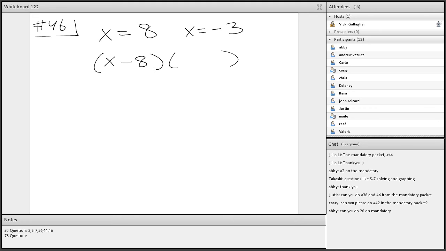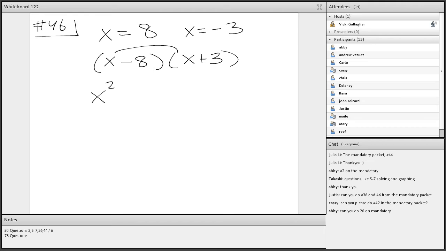And to get an answer of negative 3, we would have to have had a parentheses with x plus 3, because we would minus the 3 to the other side and turn negative. So these are the parentheses that those answers came from. And then what we do next is we multiply these together. You can do FOIL or the box method. And so I'm just going to do FOIL because I think it's going to be quicker.